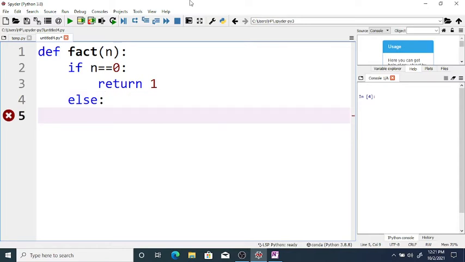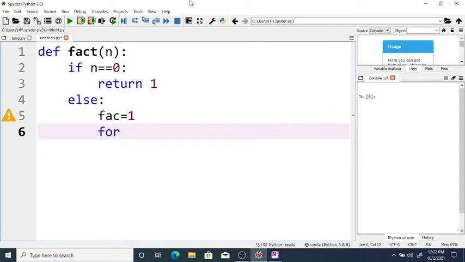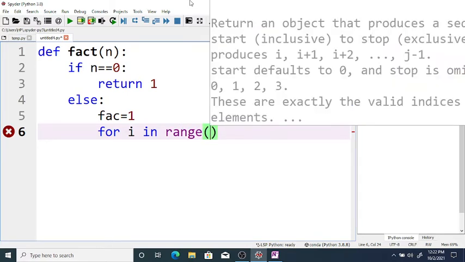Now take one variable. We already used the name fact, so here we take fac equal to 1. Then for i in range 1 to n plus 1.